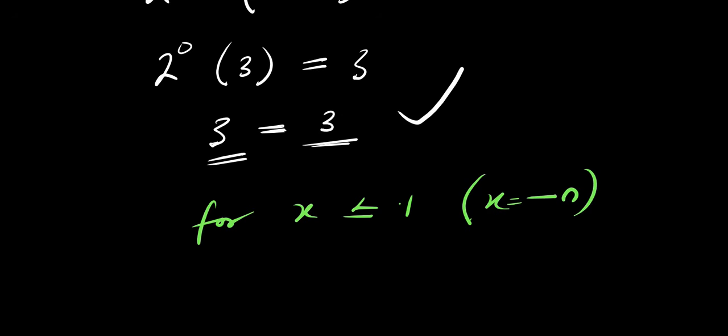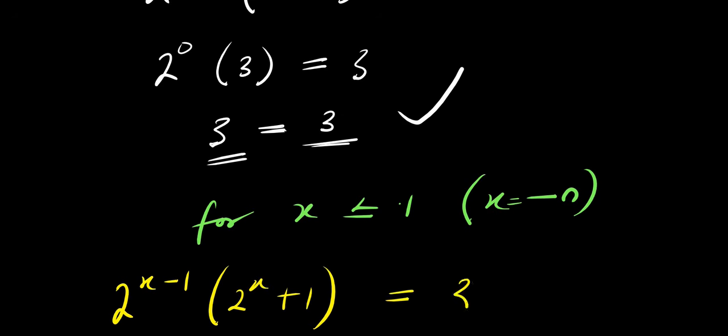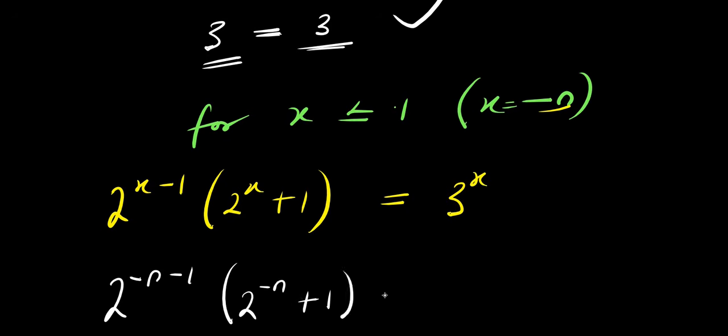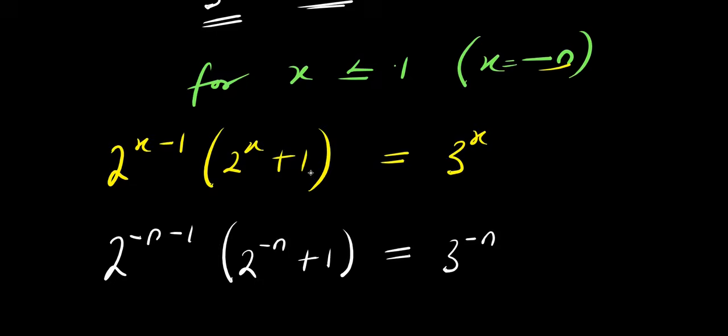So we consider the same equation again, which is (2^x - 1)(2^x + 1) = 3^x. From here, we are going to replace x with negative n. That means our x is now negative n. We have (2^-n - 1)(2^-n + 1) = 3^-n.